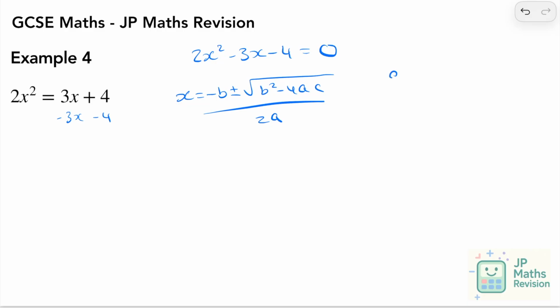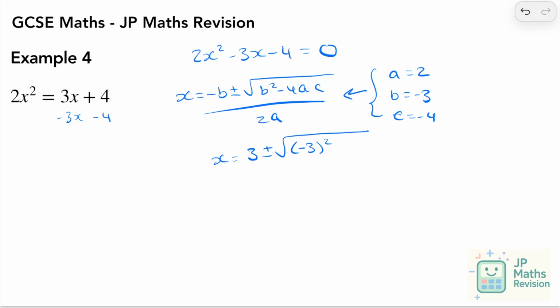So in this case, a is going to be 2 because it's the coefficient of x squared, b is going to be minus 3 because it's the coefficient of x, and c is going to be minus 4 because it's that constant on the end. And if you plug these into the formula, you end up with x equals minus b, so minus 3, which is 3, plus or minus the square root of b squared, so minus 3 squared, minus 4 times 2 times minus 4, all over 2 times 2.